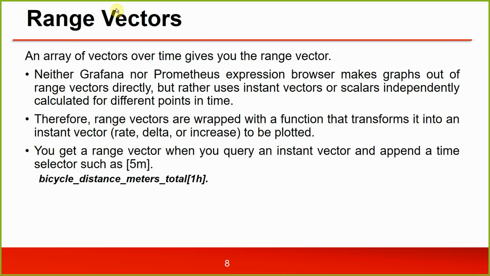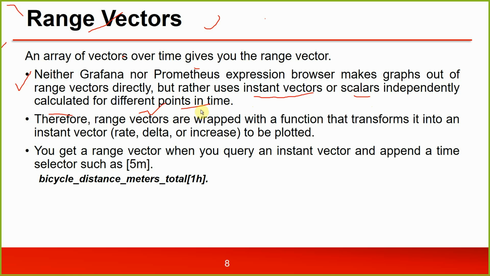An array of vectors over time gives you a range vector. Neither Grafana nor the Prometheus expression browser makes a graph out of a range vector directly. It is impossible to plot a graph that way. How can you plot a graph with a scalar value? So we need some aggregate. Rather, they use instant vectors or scalars independently calculated for different points in time.